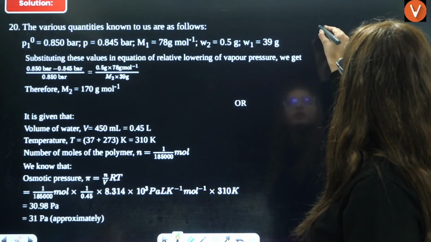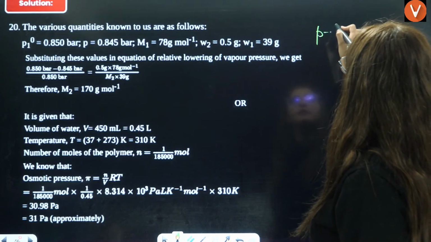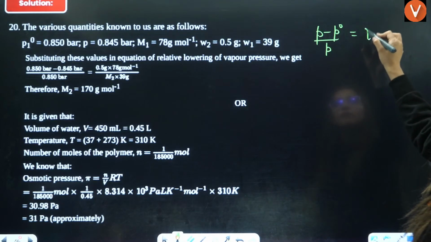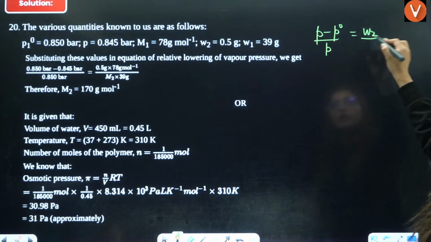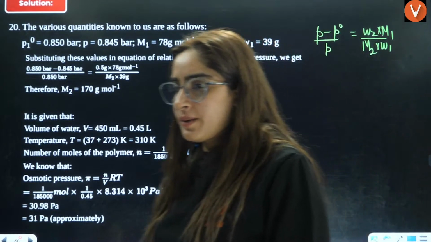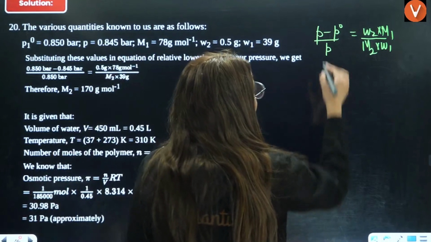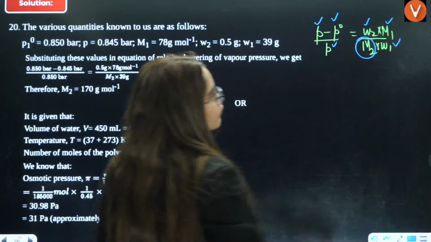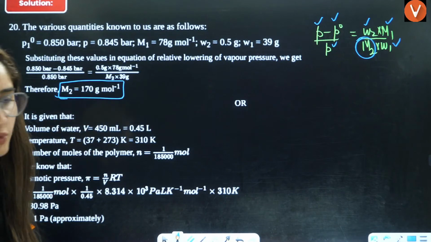I'll just write it down here. P naught minus P divided by P naught is equal to the mole fraction of solute. You can also write it as N2 by N1, which is W2 by M2 divided by W1 by M1. Understood? What you have to calculate from here: everything else is given to you. You just have to find this M2, which you can easily find, and it will come out to be 170 grams per mole.